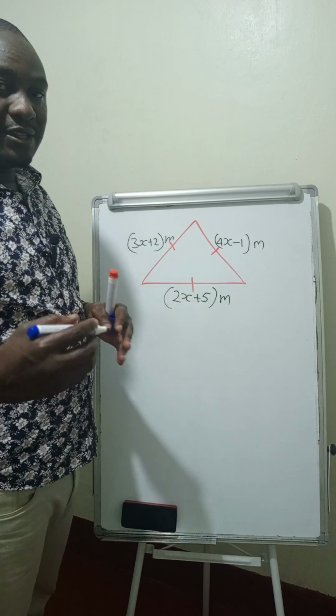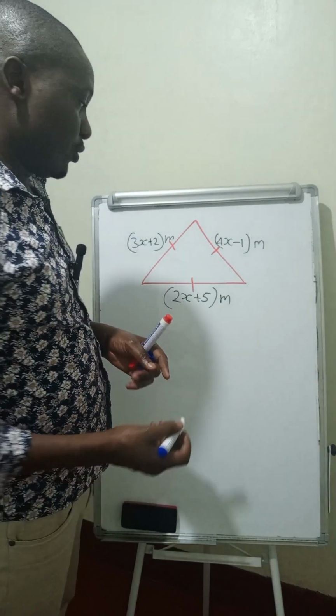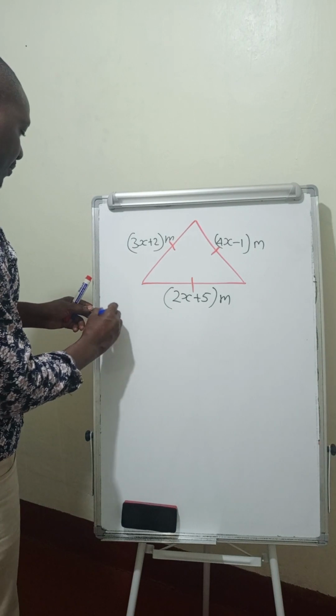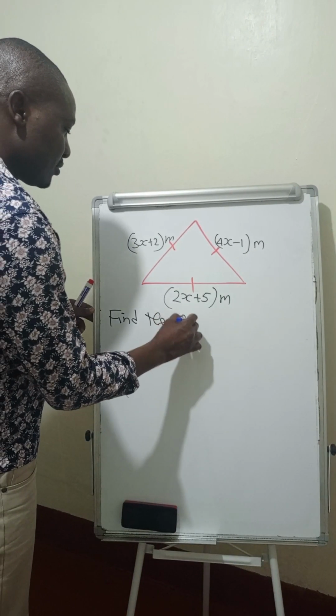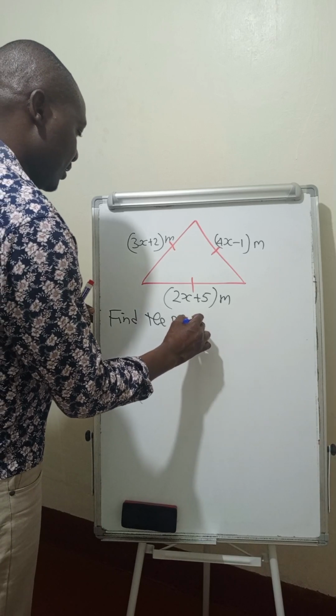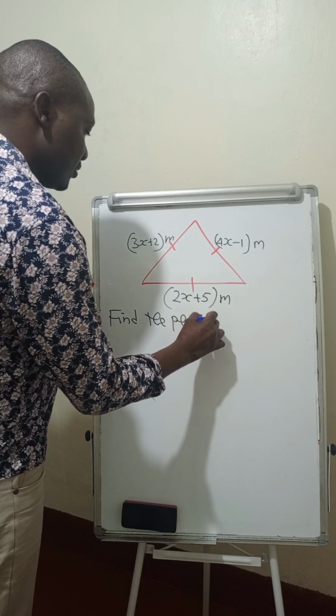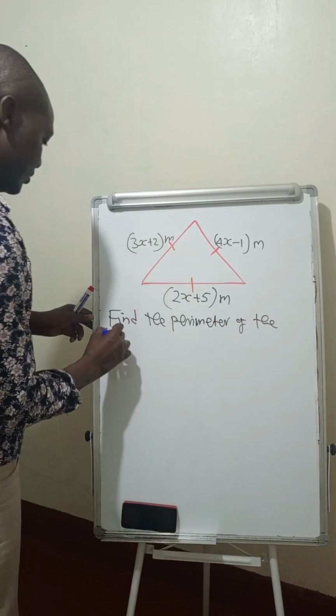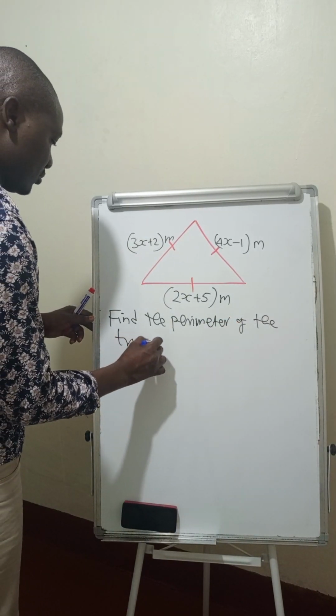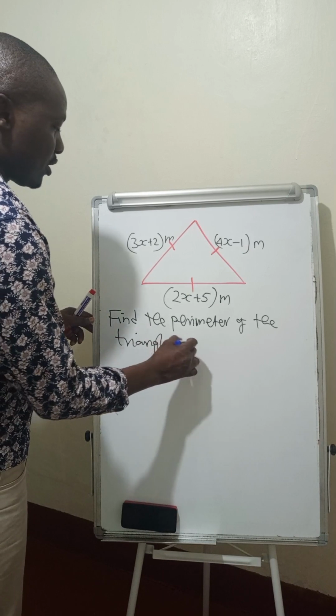Then finally answer the question of perimeter, because we are asked: find the perimeter of the triangle above.